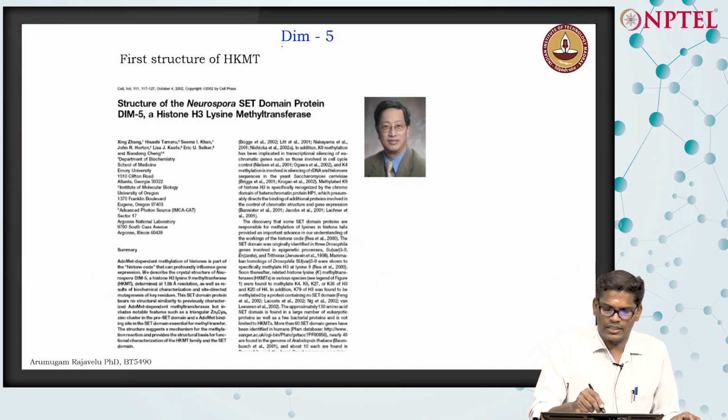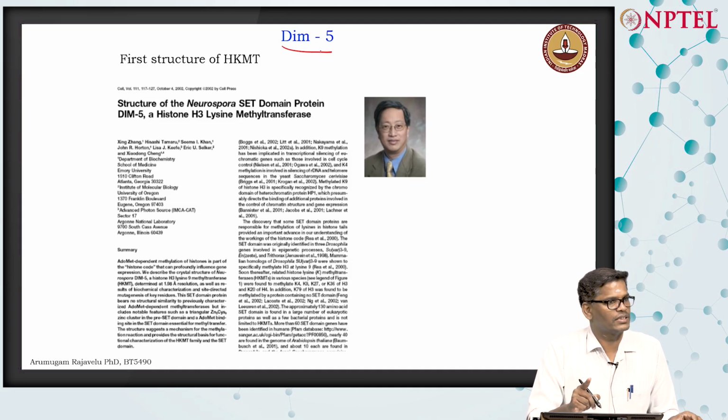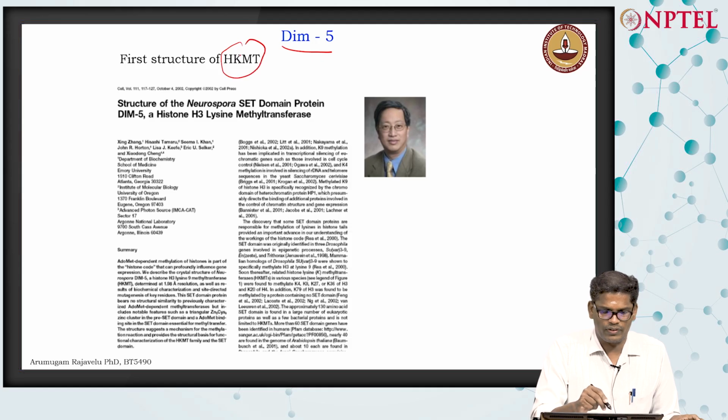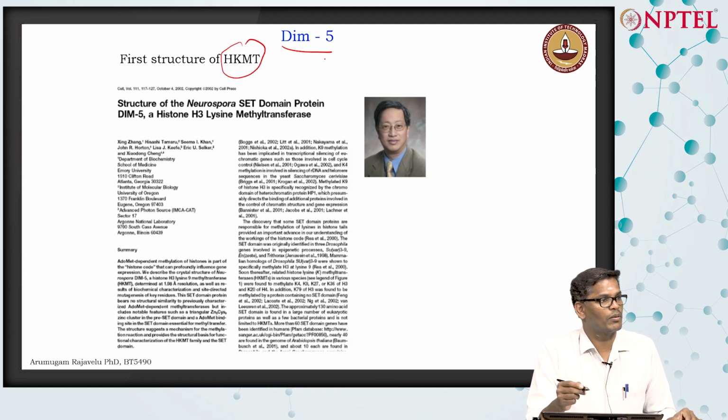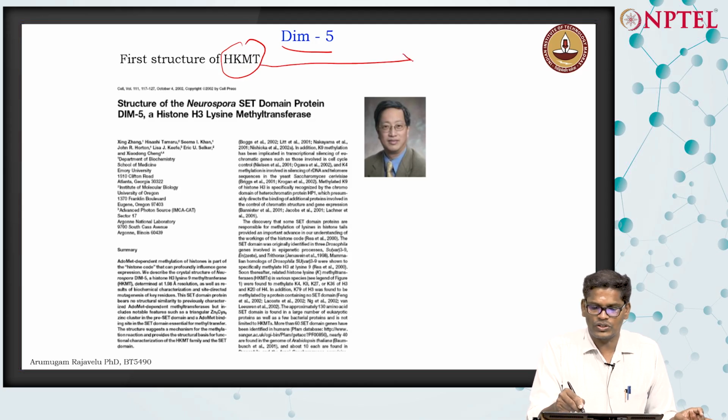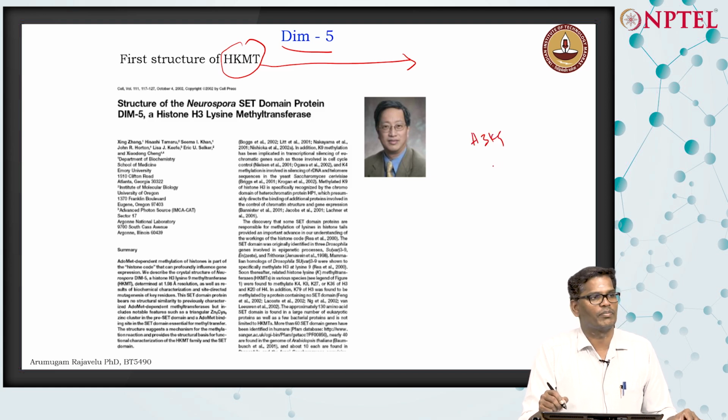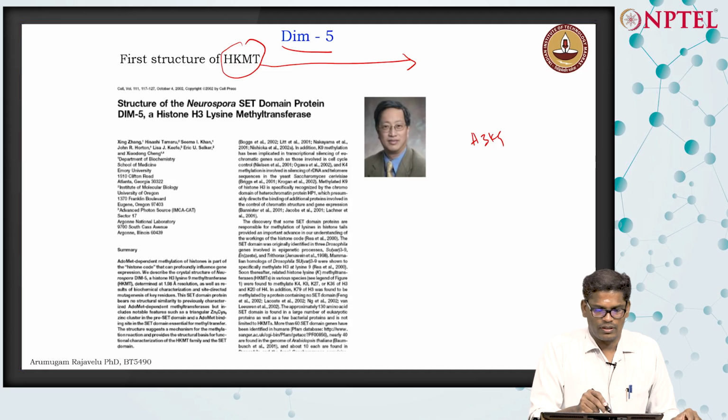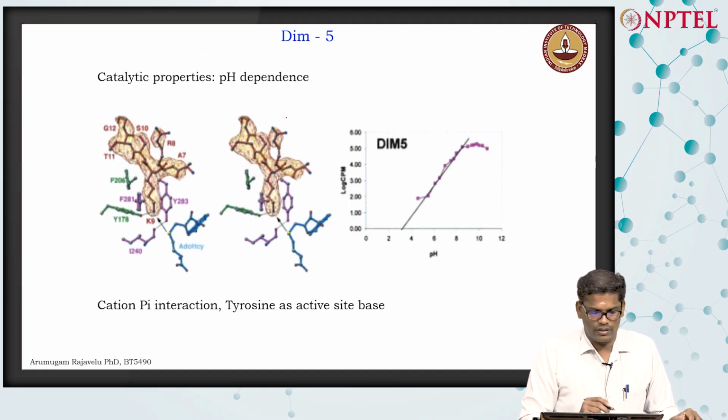Right. So I introduced the DIM. The reason for this is that the first histone lysine methyltransferase structure available was for the DIM5 protein, not even for a human or mouse or Drosophila protein. And this allowed us to study the mechanism of an epigenetic enzyme acting on histone 3 lysine 9, a very important repressive mark.